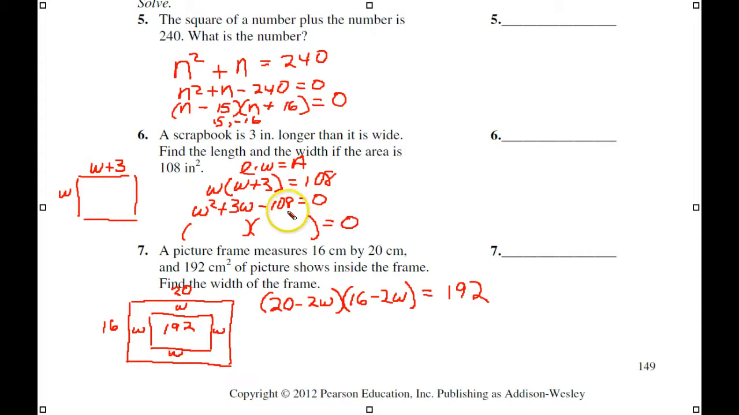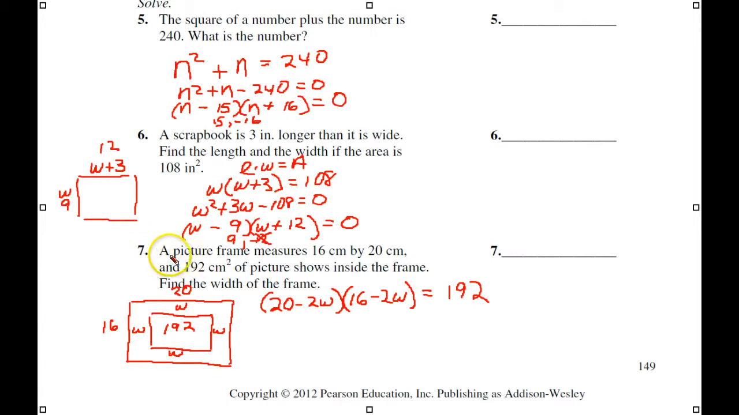Now in number 6, I happen to know the factors are 9 and 12. So, let's see, this will be a positive, this will be a negative. So the measurements now are 9 and 12. Even though this one comes out as a negative, we add 3, this is 9, so this one will become 12. The negative 12 that comes out over here, we just reject, because you can't have a side that's negative units long.